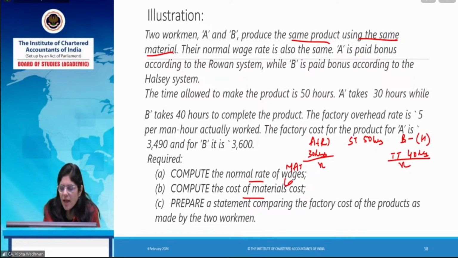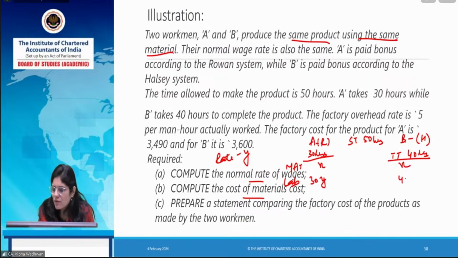Clear? Now coming to labor. Labor rate is not given to us. So how much will be the total earnings under labor? First of all, we don't have the rate. So let us take the rate as Y. We don't have the rate of labor per hour, so let us take the rate as Y. The basic wages will be 30 hours he has worked, so 30Y. And here he has worked for 40 hours, so 40Y. This is the normal wages. Y is the rate per hour.